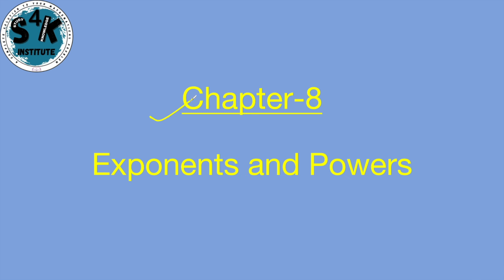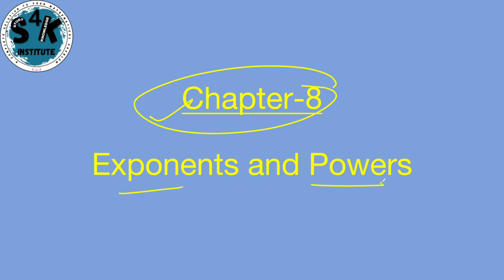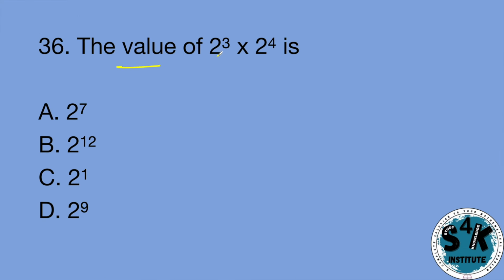Next question is from the next chapter, chapter 8, that is exponents and powers. Let's see. The value of 2 raised to the power 3 times 3 raised to the power 4. So if bases are same, powers are added. So 3 plus 4 becomes 7. So option will be A. Okay.